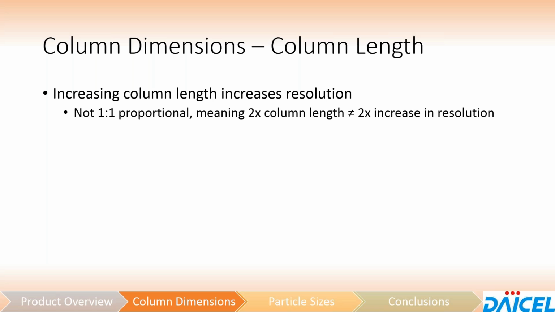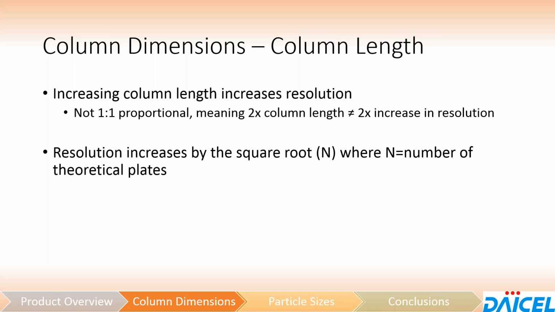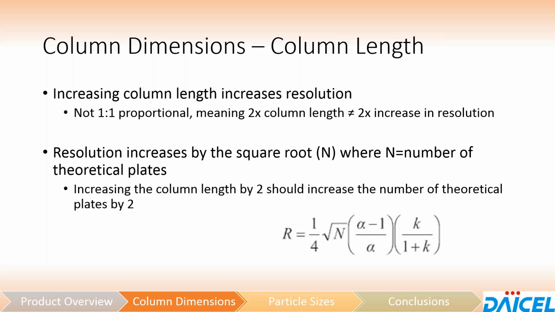However, we're also probably aware that it's not a direct one-to-one proportionality, meaning that if you increase the column length by twofold, you will not see a twofold increase in the resolution. Instead, the resolution increases by the square root of n, where n is the number of theoretical plates. And so if we look at the resolution equation here, that's pretty well laid out.